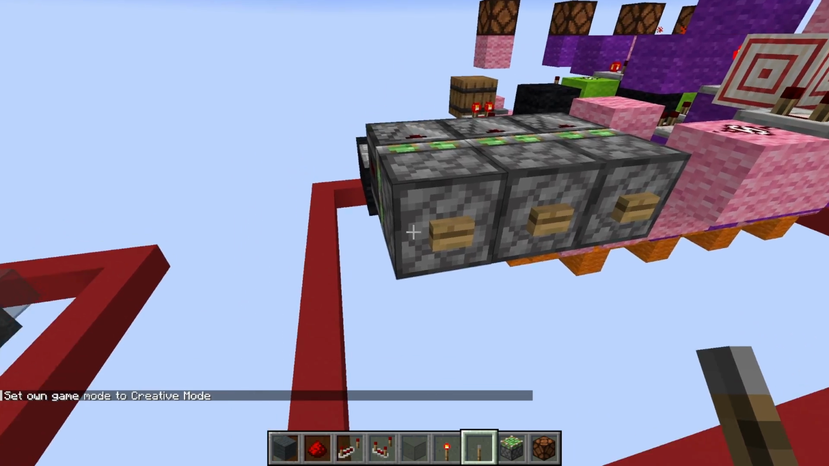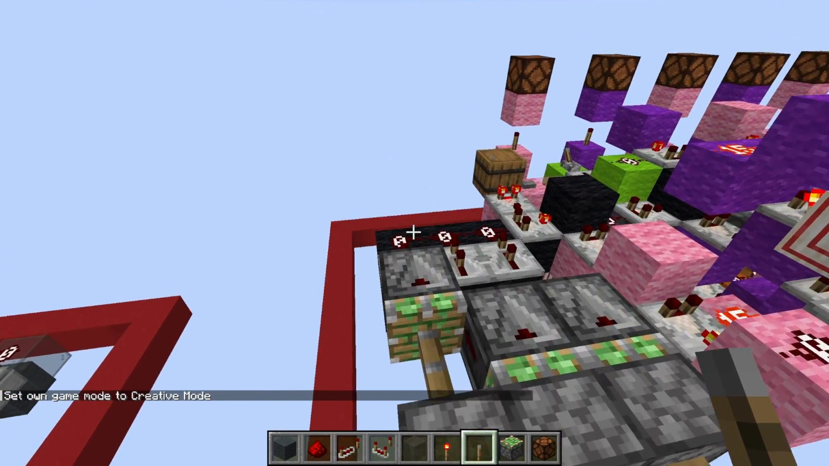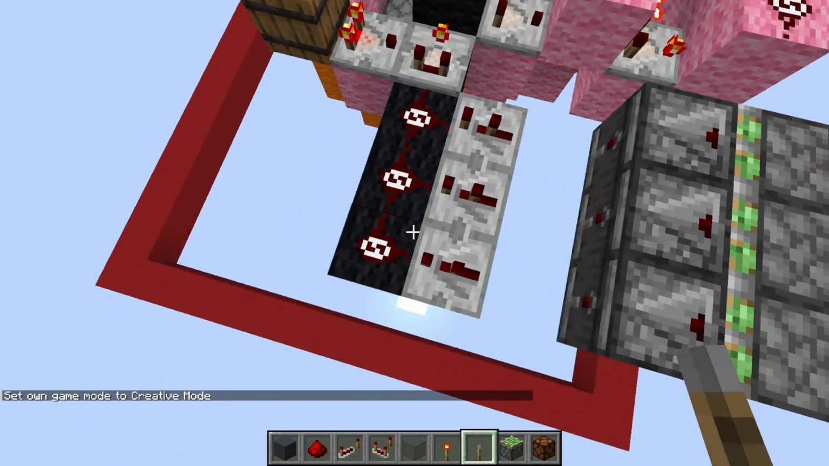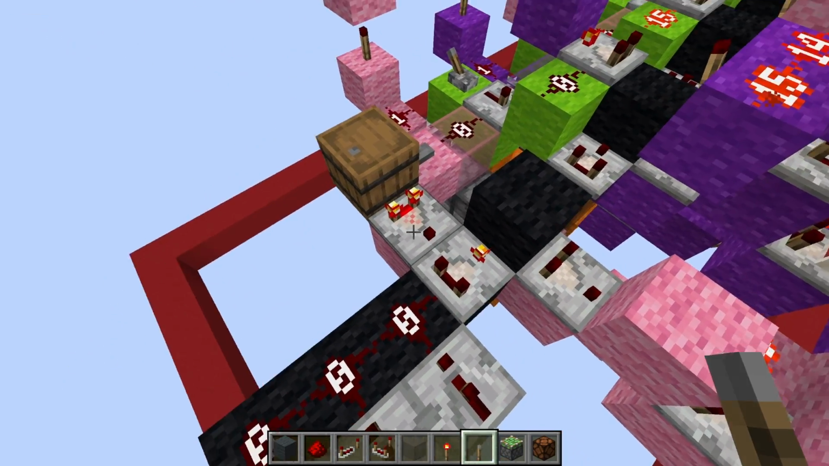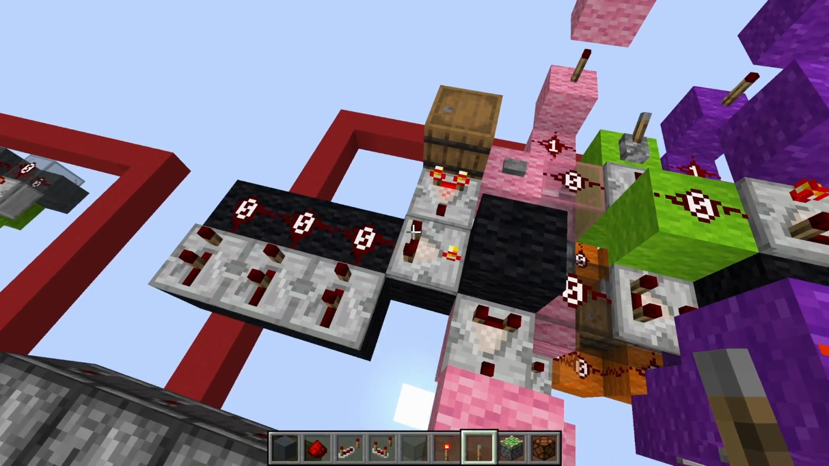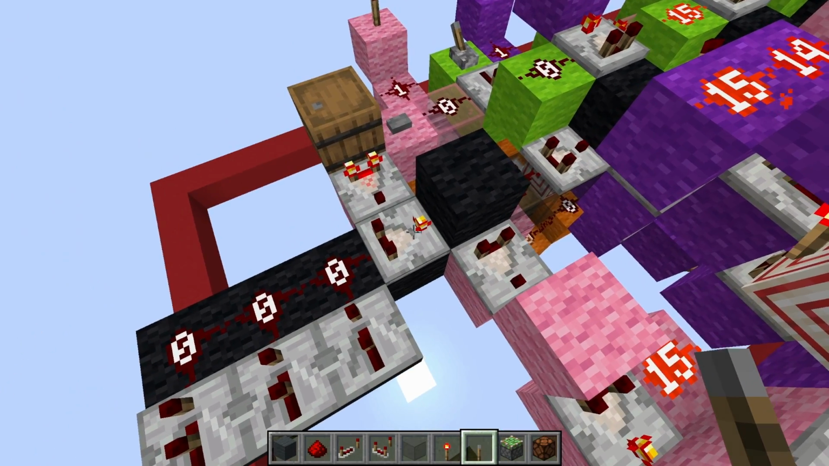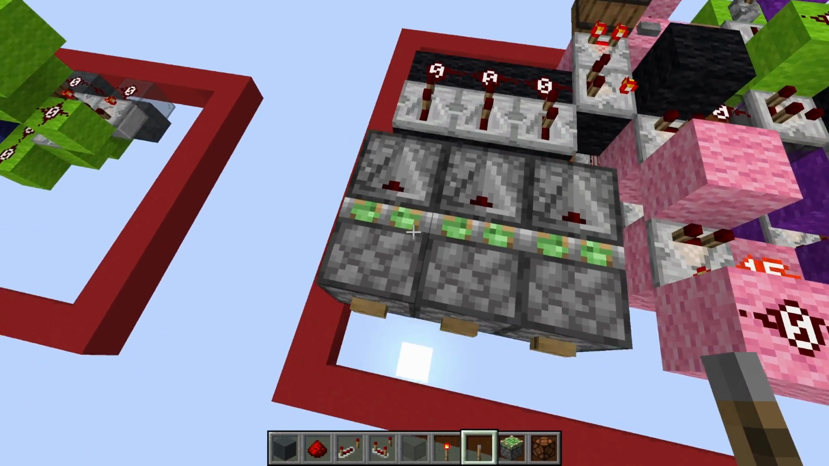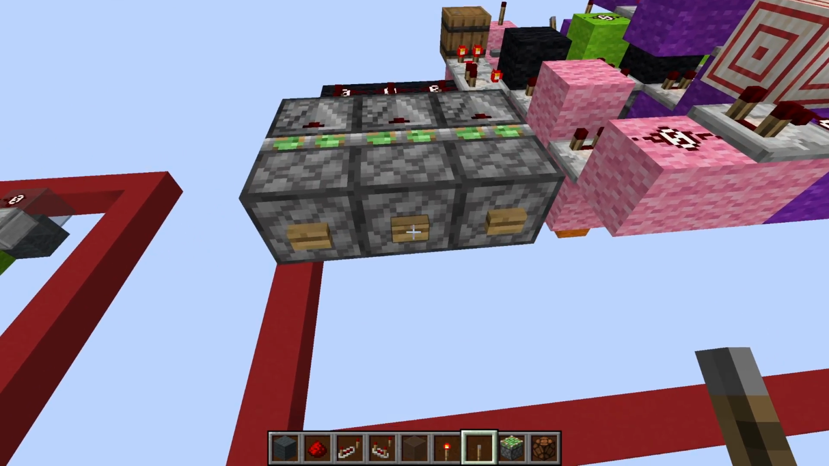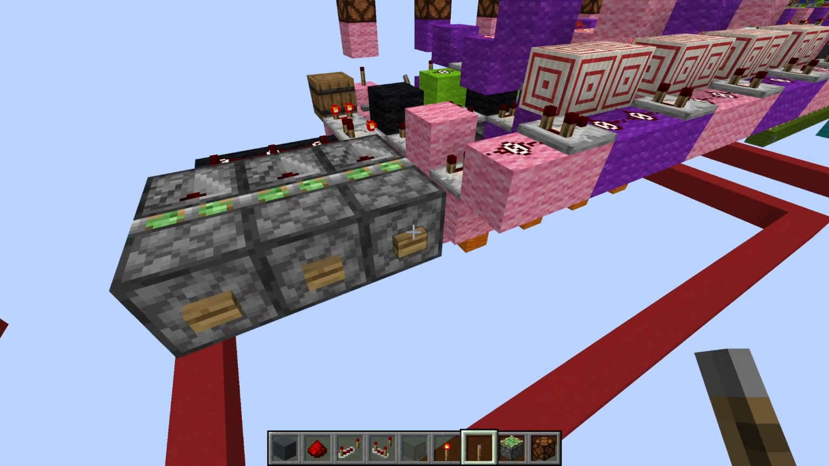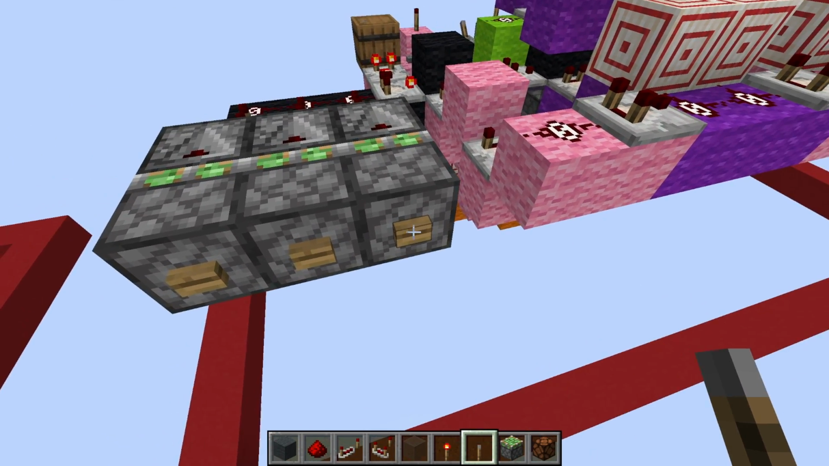So right off the bat, you can see that when I push this button, it will go into here at a signal strength of 15, then 14, then 13. Then we have a minus 12 actually coming over here. So that means this button corresponds to a signal strength of 1. This one corresponds to a signal strength of 2. And this one corresponds to a signal strength of 3.